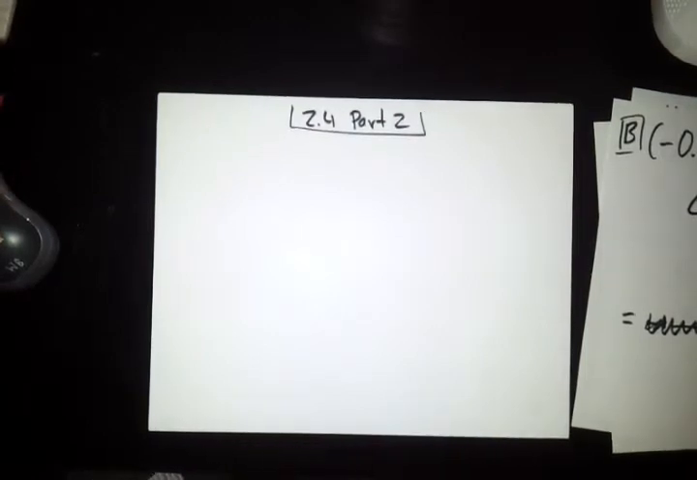So this will be part 2 of the 2.4 video lesson. In part 1 I talked about multiplying fractions together, whether they had the same denominator or not, it didn't really make much of a difference. The name of the game there was simplification, finding what they had in common, top and bottom, numerator and denominator, and then eliminating those two parts. In part 2 we're going to talk about multiplication of decimals.